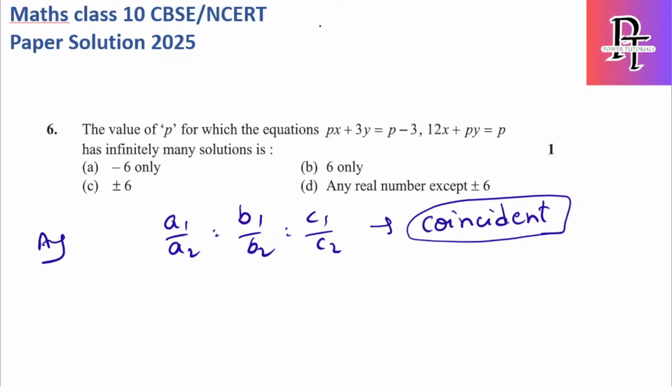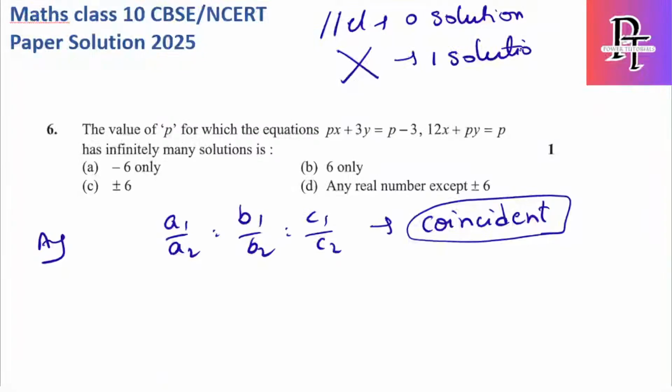If it is parallel, 0 solution. If it is coincident like this, then it is infinite solutions. If it is intersecting, then one solution or unique solution. So using one question, we are solving three concepts. If it is coincident, then all three should be equal. If it is parallel, only these two should be equal and not equal to C1 by C2. If it is intersecting, then A1 by A2 is not equal to B1 by B2. For this case we are asking infinitely many, which is the coincident case.